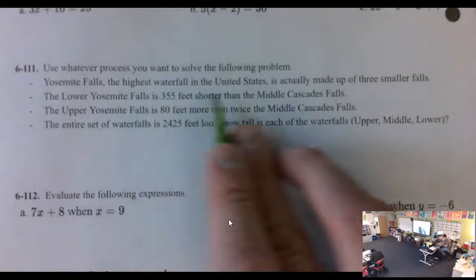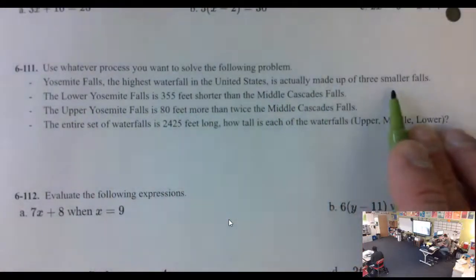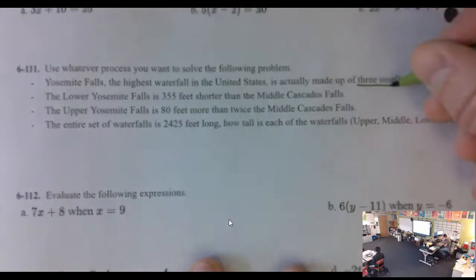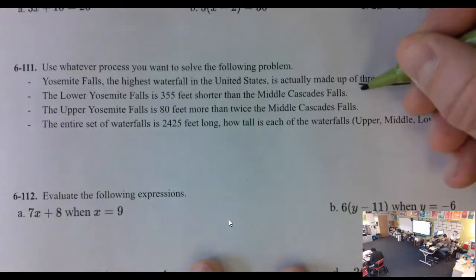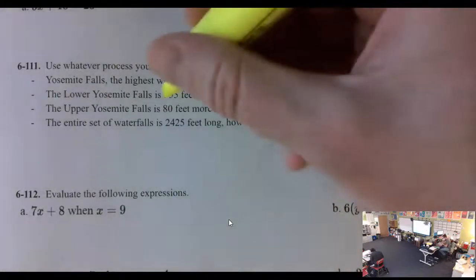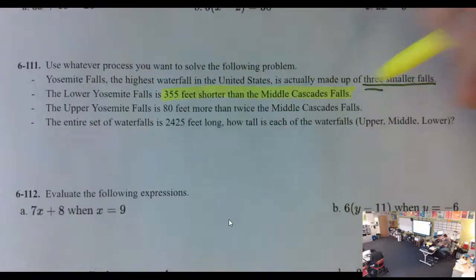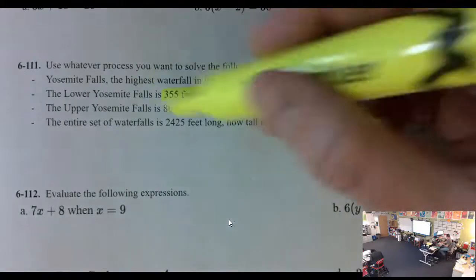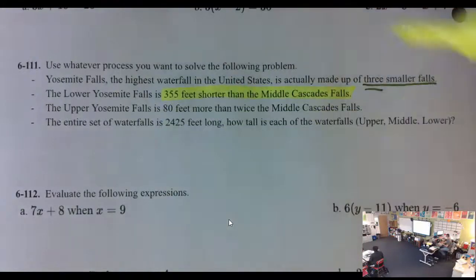Yosemite Falls, the highest waterfall in the United States, is actually made up of 3 smaller falls. I don't know if that's important, but it's a number written out with letters, so I'm especially going to make sure that I pay attention to that. The lower Yosemite Falls is 355 feet shorter than the middle. So this is stuff that we were practicing yesterday. How do I write that? Anyone want to volunteer to tell me what's on your paper?